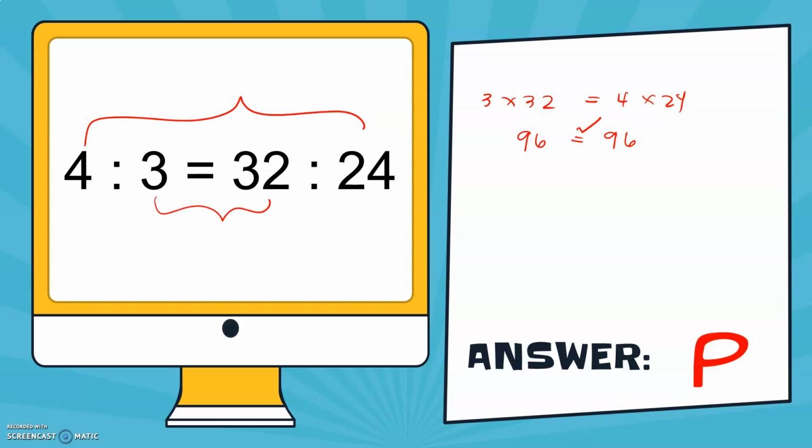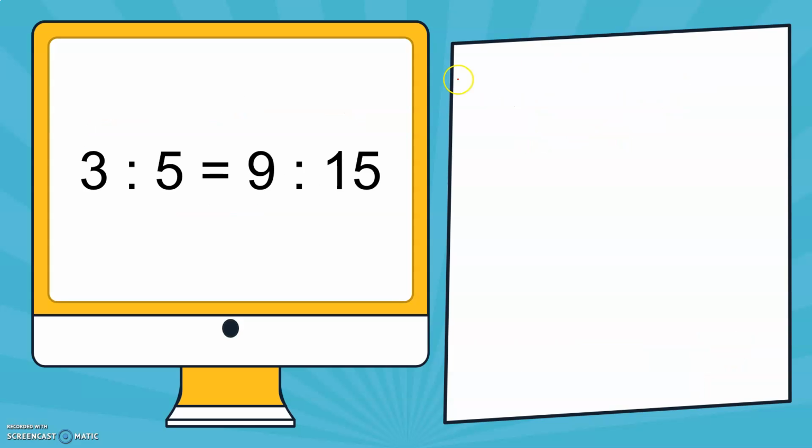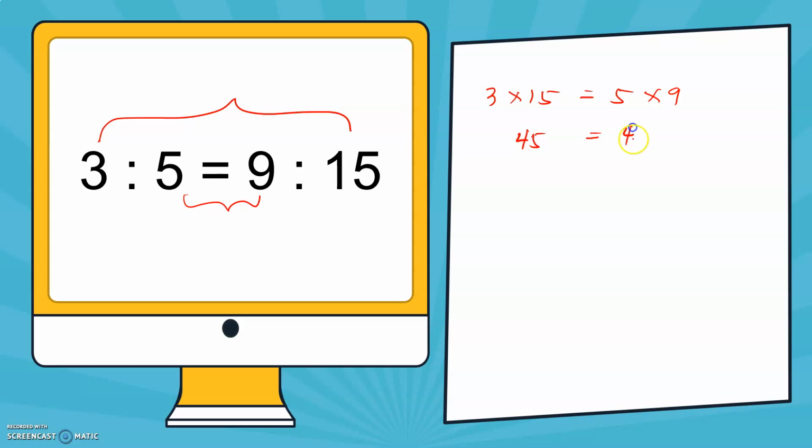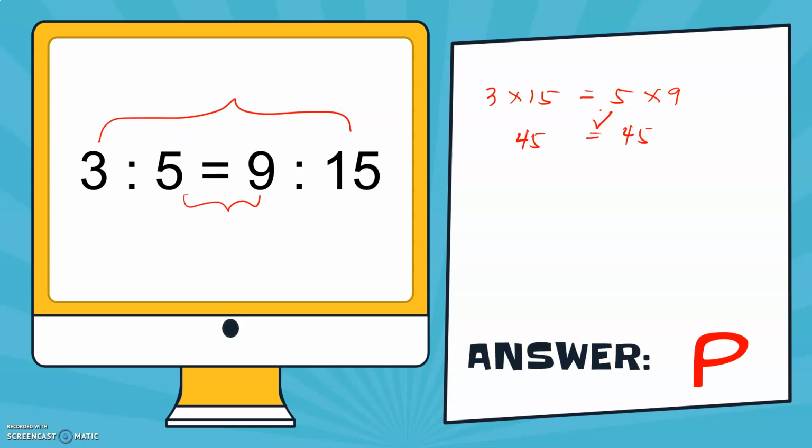Now let's have the next example. Again, we will just multiply the extremes and the means. We have 3 times 15 and 5 times 9. Again, you can interchange the two ratios. You can have 5 times 9 before 3 times 15. So 3 times 15 will give us 45, and 5 times 9 will also give us 45. Since they're equal, therefore this is a proportion.